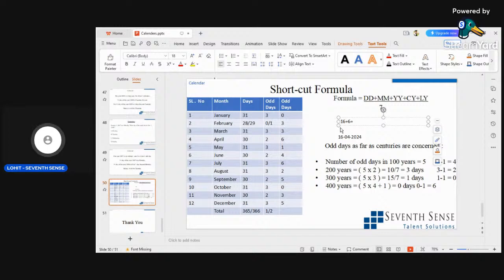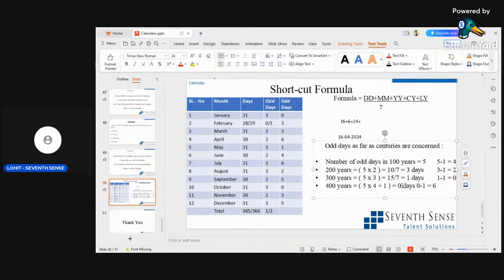Now for year, what are you going to take? Year we are having is 2024. So the last 2 digits I'm going to take, that is only the year one. That is 24. Now century year, what is the century year? Century year is 20. Okay, that means 2000, right? 2000 is the century year, and for 2000, what are the odd days? 2000 equivalent is 400, and for 400 now it will be 6.